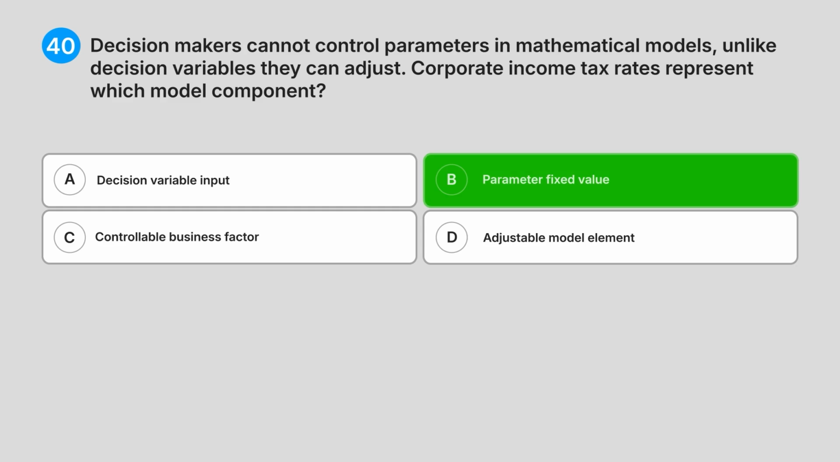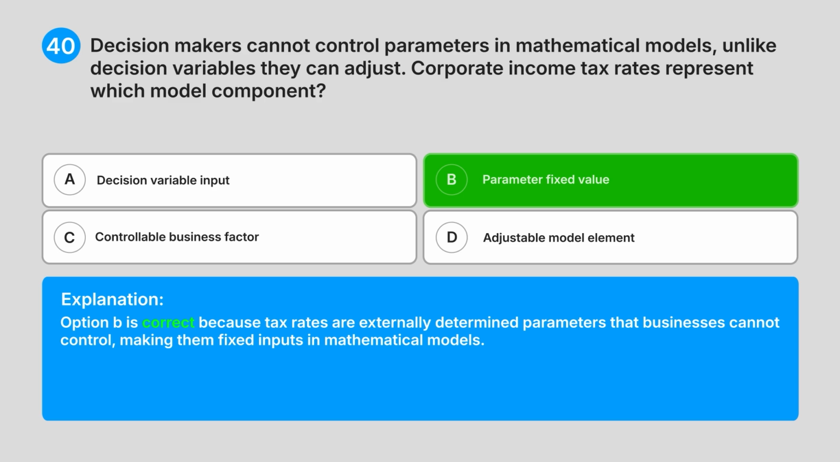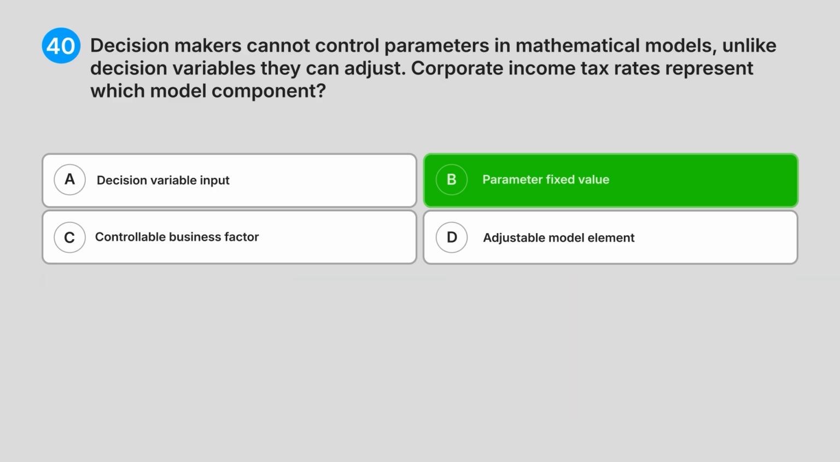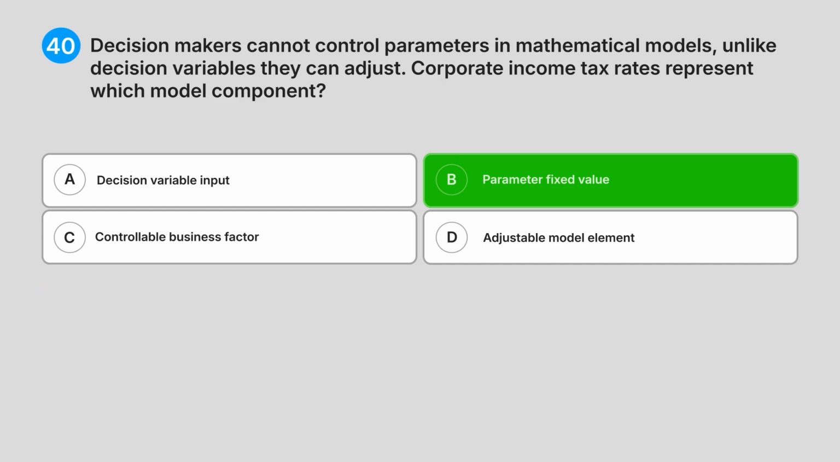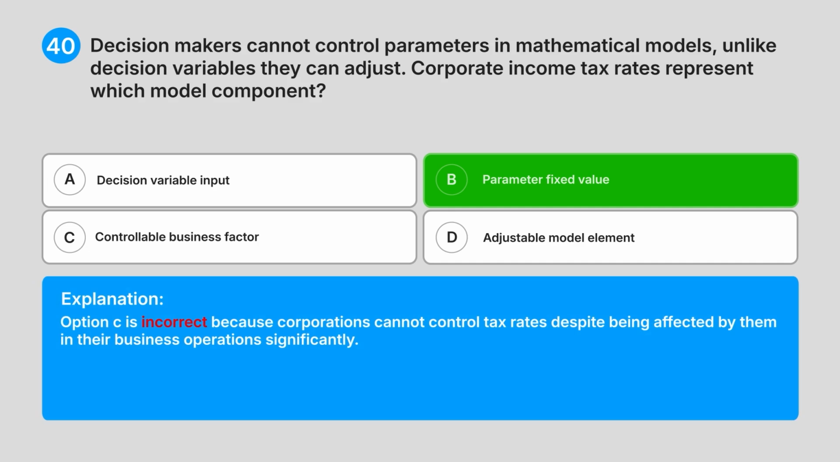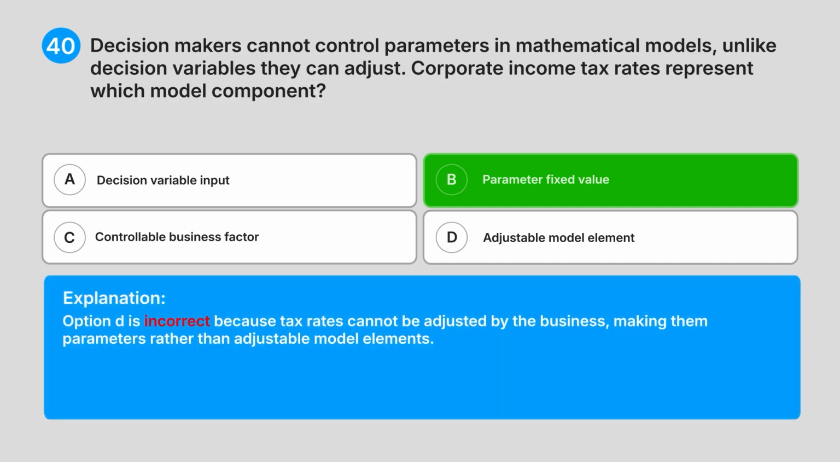Correct answer, B. Parameter fixed value. Explanation. Option B is correct because tax rates are externally determined parameters that businesses cannot control, making them fixed inputs in mathematical models. Option A is incorrect because tax rates are set by government rather than being variables that business decision makers can control. Option C is incorrect because corporations cannot control tax rates despite being affected by them in their business operations significantly. Option D is incorrect because tax rates cannot be adjusted by the business, making them parameters rather than adjustable model elements.